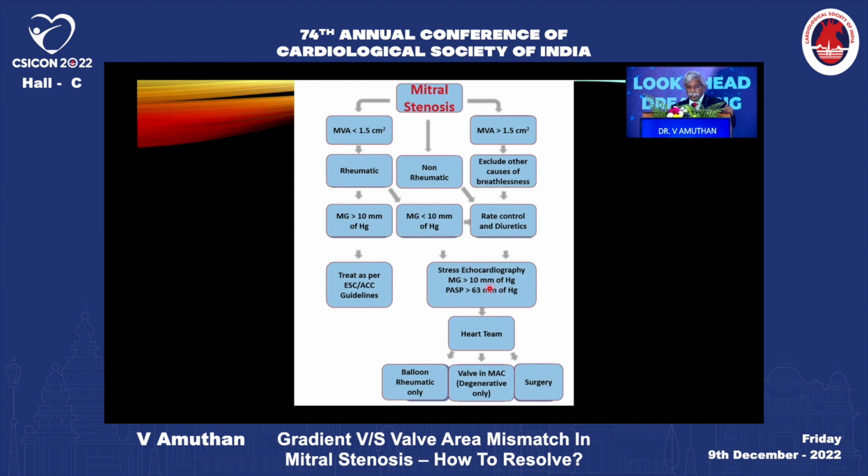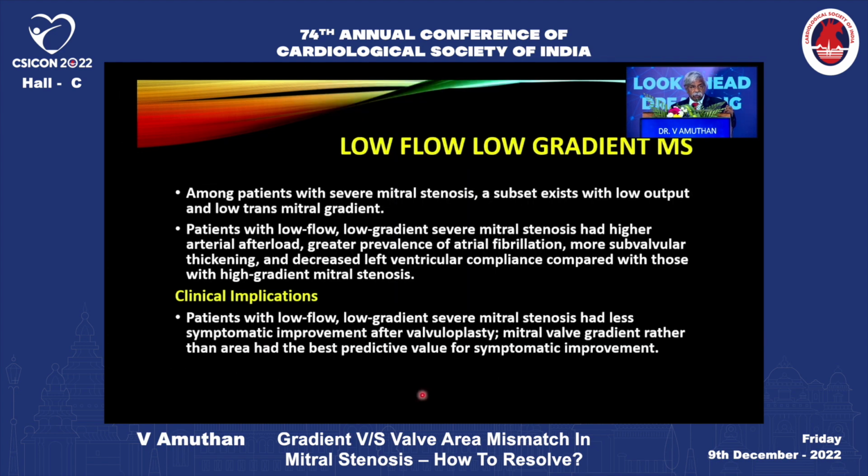to find out whether the pulmonary pressure also increases. So if it is more than that, you can go for balloon valvuloplasty for the rheumatic cases. In mitral annular calcification, percutaneous valve replacement can be done. So this syndrome is now labeled as low flow, low gradient mitral stenosis. This is seen among patients with severe mitral stenosis and is a subset with low output and low transmitral gradient.